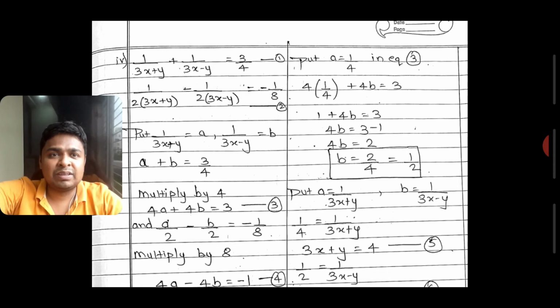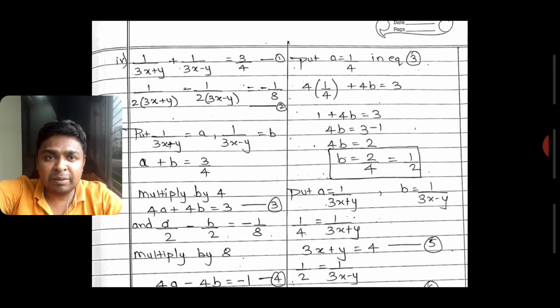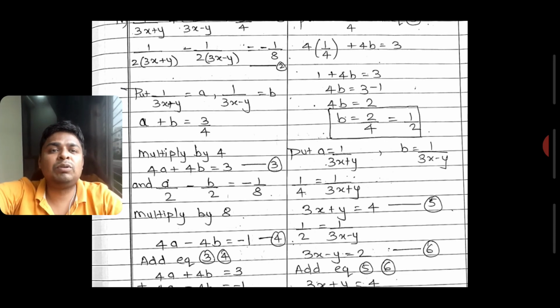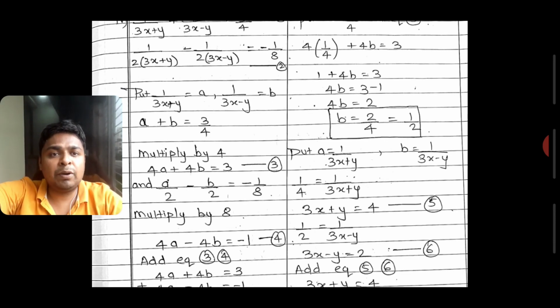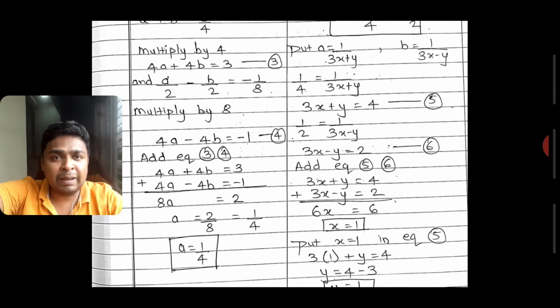Multiply it by 4 because that fraction 3 upon 4 I don't like. I want to remove that 4. What will I do? I will multiply throughout by 4. So first term 4a, second term 4b, third term only 3, because 3 upon 4 into 4, the 4 will get cancelled and I will be left only with 3. Then a upon 2 minus b upon 2 is equal to minus 1 upon 8. Now multiply throughout by 8. What do I get? 4a minus 4b is equal to minus 1.